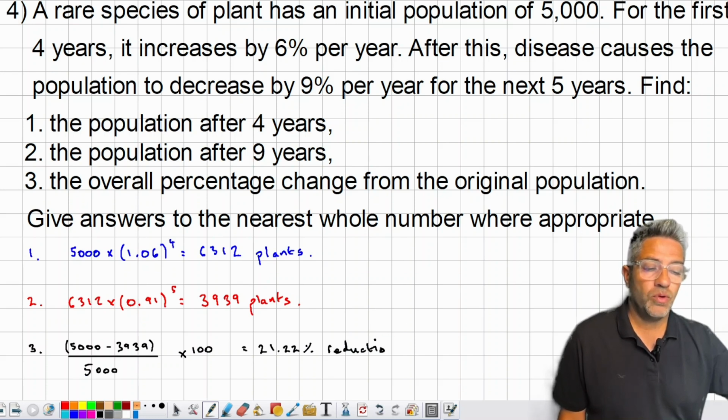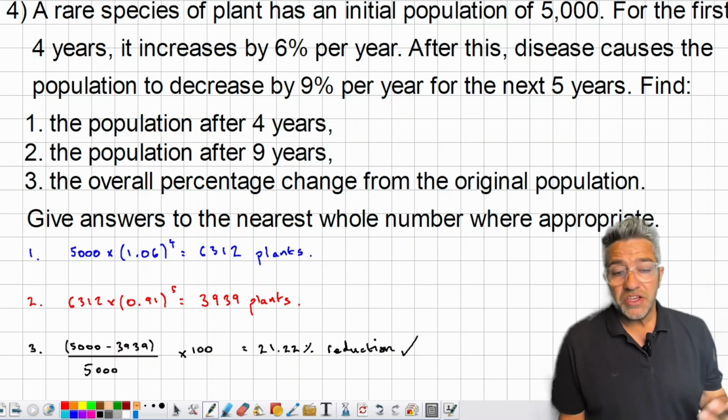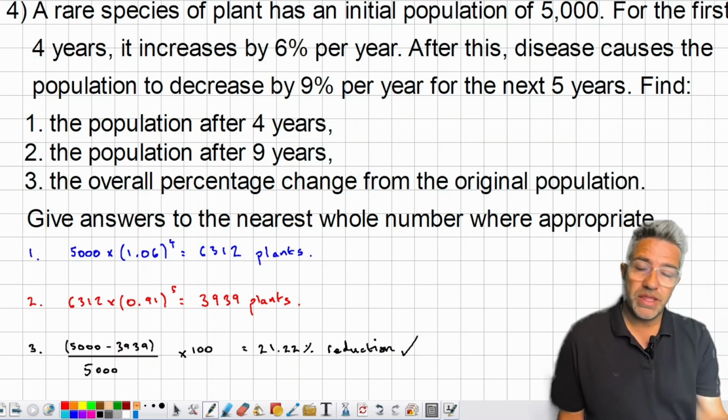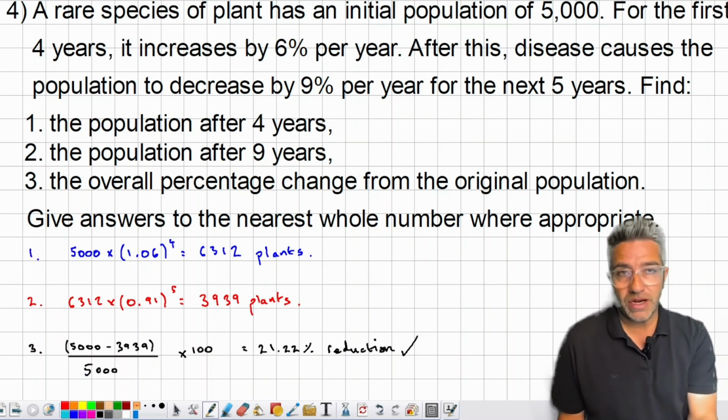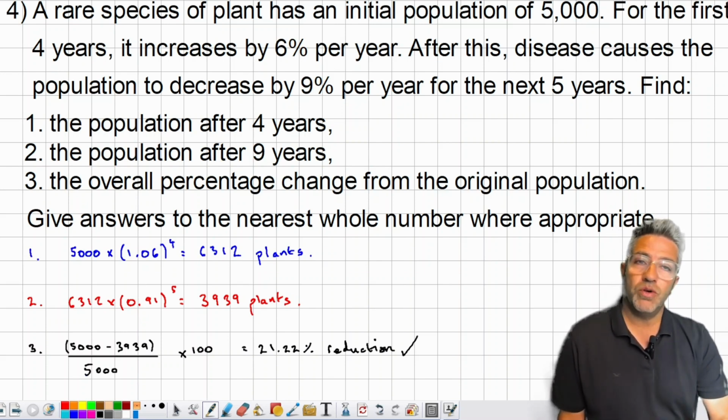I think it's important to include that key word at the end. We know it's a reduction because we started at 5,000 and we're now at 3,939. You may have found out your difference the other way round by doing 3,939 subtract 5,000, in which case your answer would have been minus 21.22%. So you wouldn't need that keyword because the negative symbol at the start of your answer would obviously indicate a reduction.